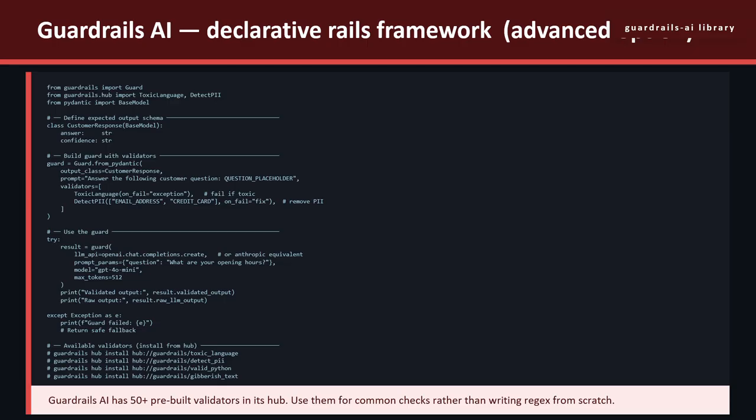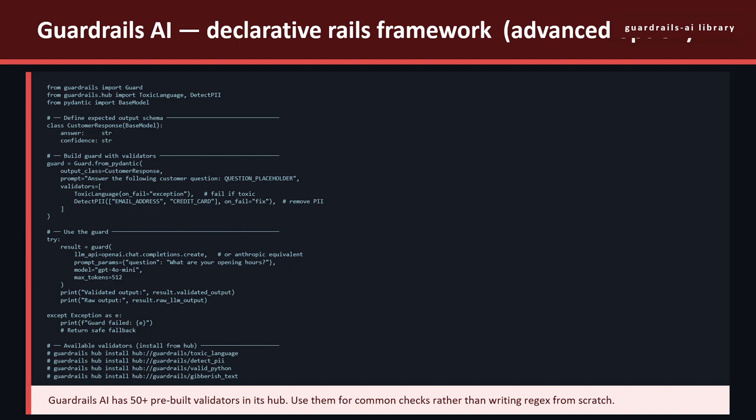Next, Guardrails AI framework. This slide shows the Guardrails AI library, which provides a more structured and feature-rich approach to output validation. A guard object is created from a Pydantic model class, a prompt template, and a list of validators. The prompt template uses a placeholder variable. In the slide, it is written as a variable name in curly braces, which Guardrails fills in at runtime.